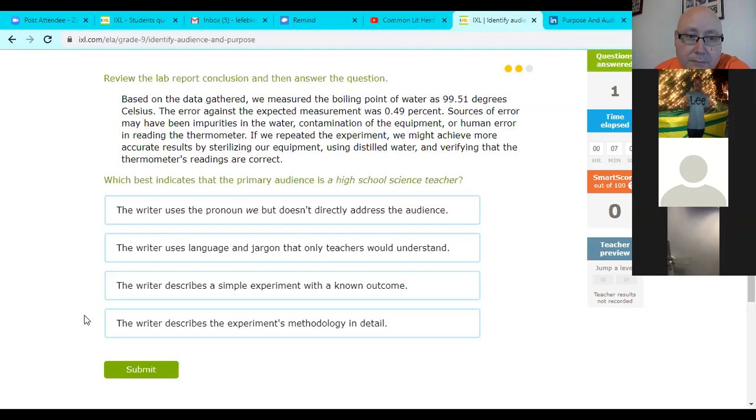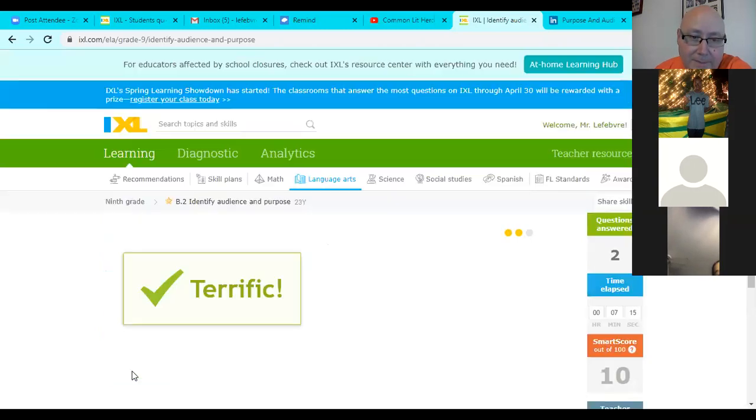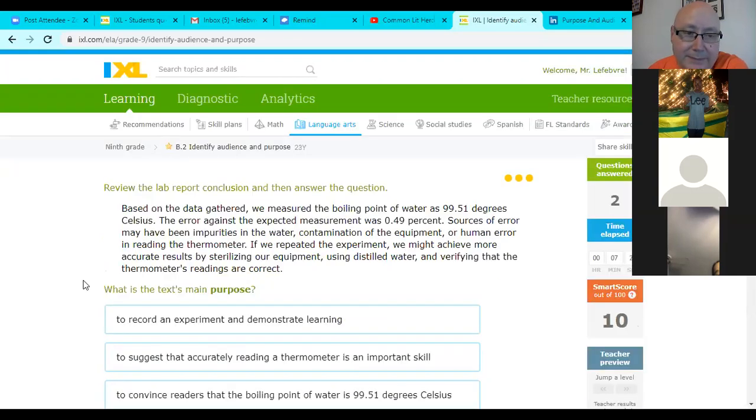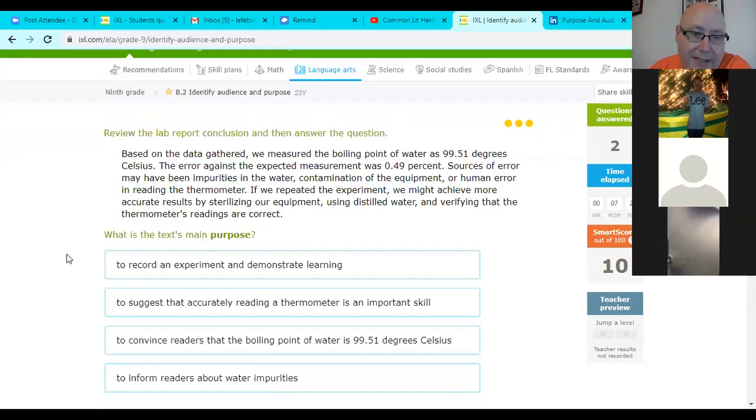I think it's C. The writer describes a single experiment with no outcome. All right, let's see. I think it's C as well. There we go. Okay. Try a couple more, and then we get to read this again. I'm not reading it. All right, what is the text's main purpose?